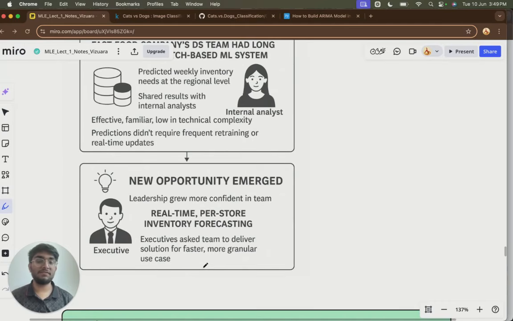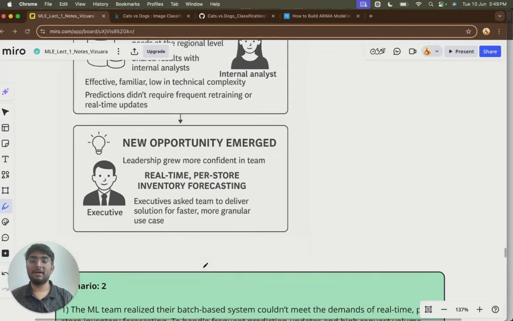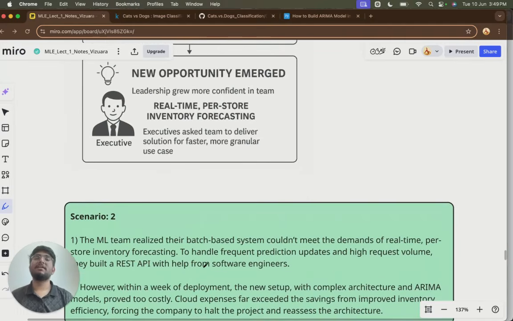Now, this is a tough case. It's tough for various reasons. You have to code it, you have technical stuff as well. But the problem is when you come up with this real-time idea, you will have to hire some developers who bring you the REST API. And then with the help of those engineers, you will handle the frequent prediction updates and the new request volume will be managed.